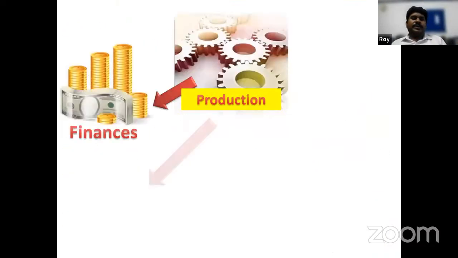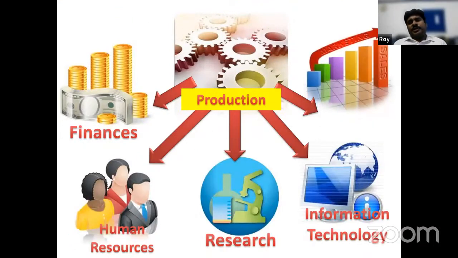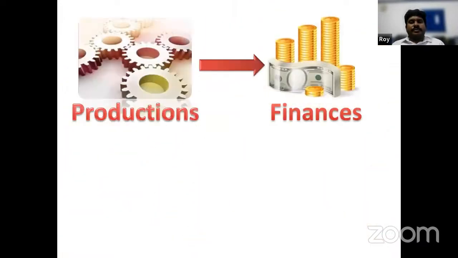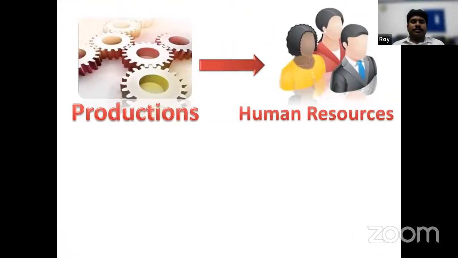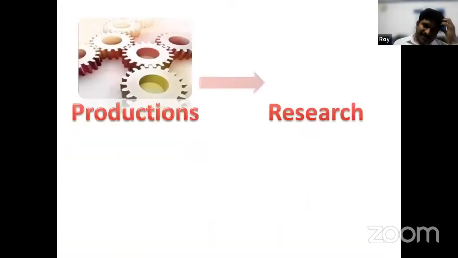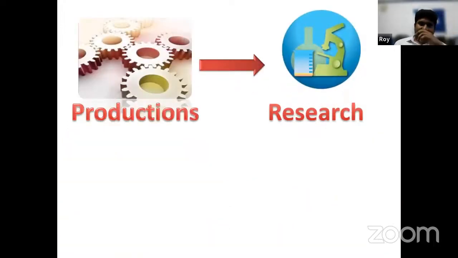Now we'll go into a different thing. Production is now linked to finance, HR, research, information technology, and marketing. Production and finance, production and marketing. Now, it is also linked to research. Why? The more research is happening in production, the easier it is to manufacture the product.